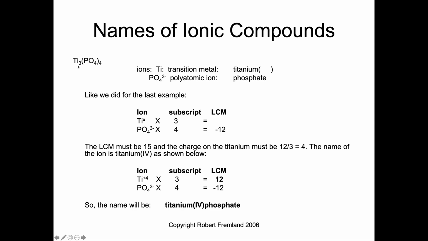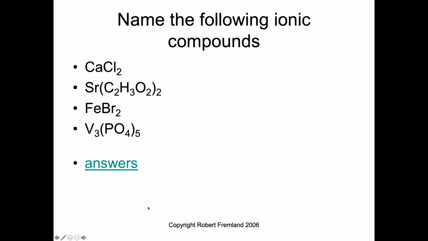Right, and then the last one, this is titanium. Titanium is a transition metal. This is phosphate, so it's going to be titanium something phosphate. Same process, we determined that the titanium has a 4 charge, so it's going to be titanium(IV) phosphate. All right, so why don't you give these a go, see if you can come up with these. Okay, hit pause.